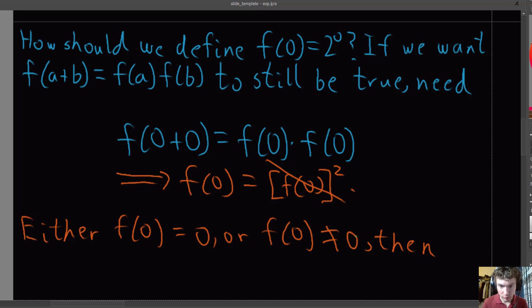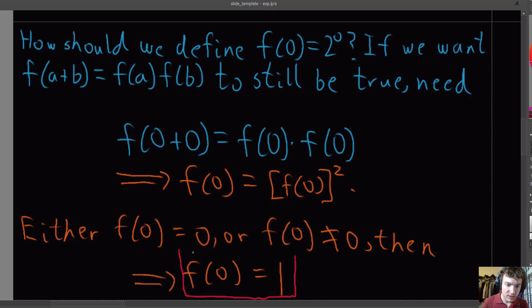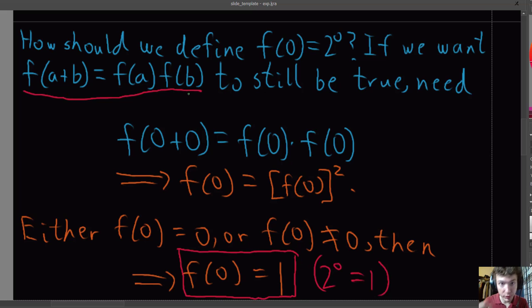When I divide on the right, that gives me f of 0. And that means we can conclude f of 0 equals 1. So as you probably know, this is the definition we're going to choose to keep, that 2 to the power 0 equals 1. But now you see that this was a choice, and you know the reason why we made that choice, because that choice keeps this true, this multiplicative property, that if you add two things inside, they multiply outside. Okay, so that's the punchline. We picked number raised to the 0 power equals 1 to make this identity still true.